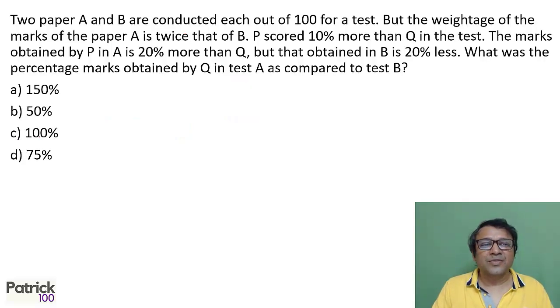Two papers A and B are conducted, each out of 100 for a test, but the weightage of the marks of paper A is twice that of B. P scored 10% more than Q.